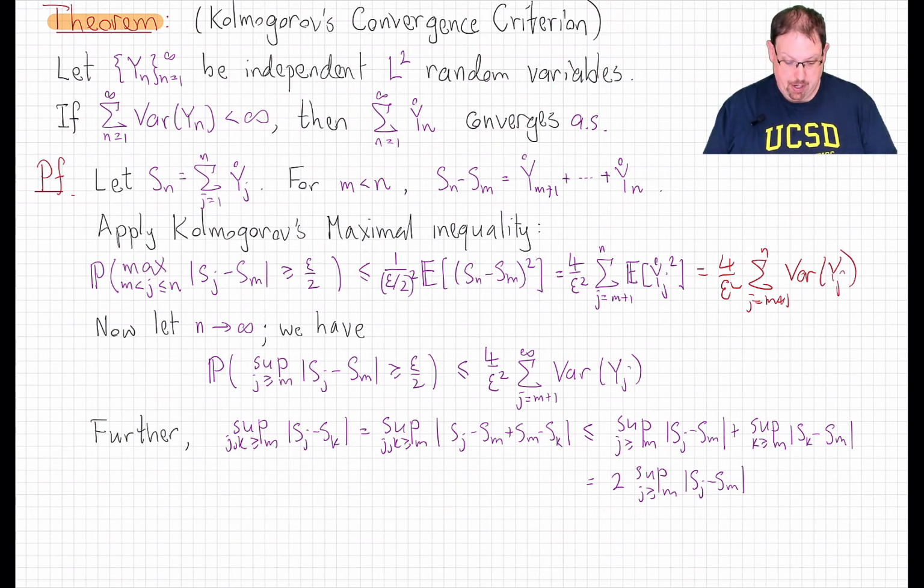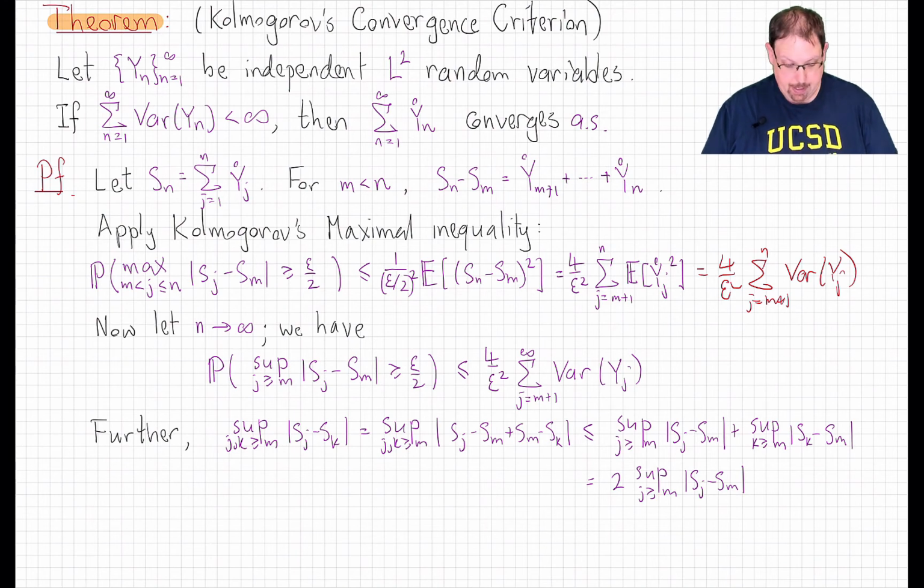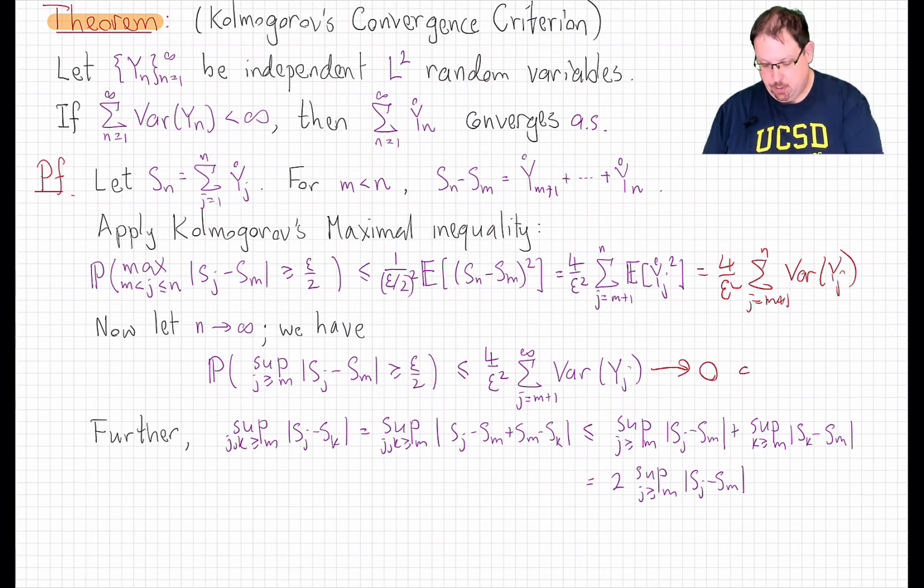Now, that's true for any fixed n, but now we can take n off to infinity on both sides. If we take n to infinity here, then this becomes the supremum of Sj minus Sm for j bigger than or equal to m. And on the right side, this becomes the sum of the variances from m plus 1 up to infinity. Now, our assumption is that the sum of all the variances is finite, which means that as m goes to infinity, that goes to 0.